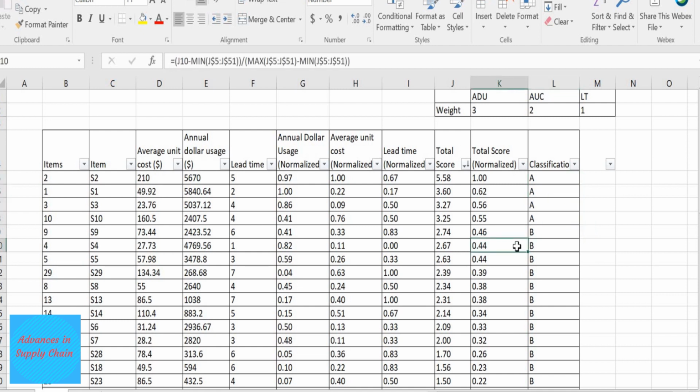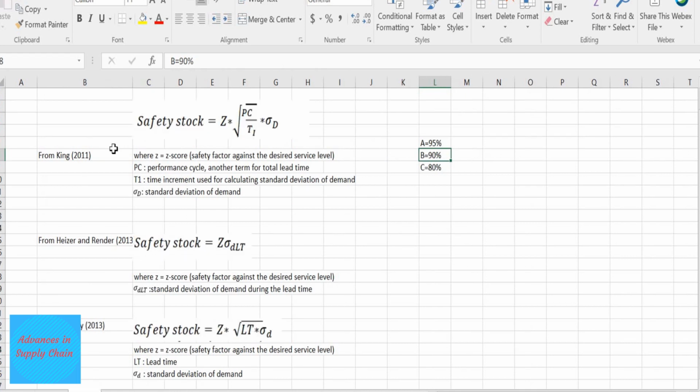The next step is to calculate the safety stock levels on each inventory item. For that you need to know the safety stock formula. The selection of the safety stock formula is based on the variability in lead time, and also on the variability in demand.